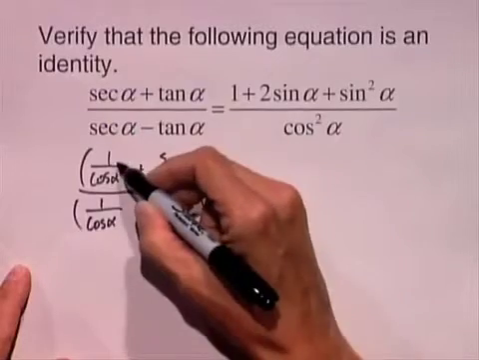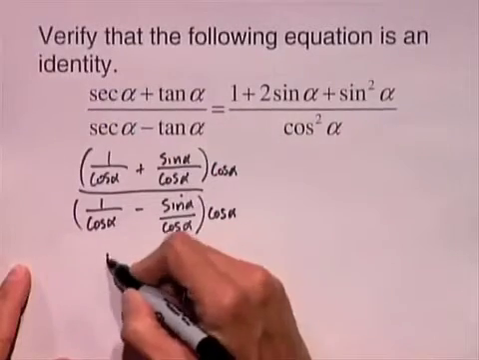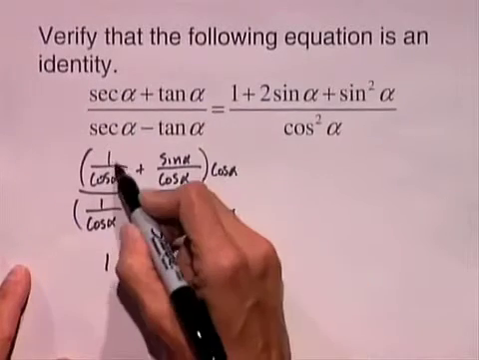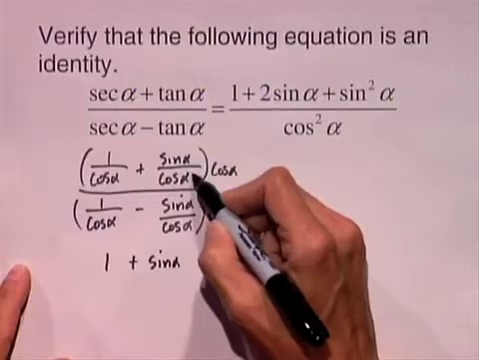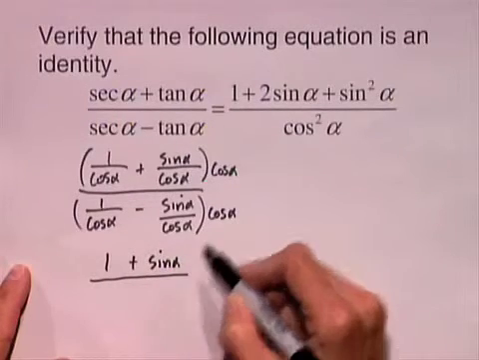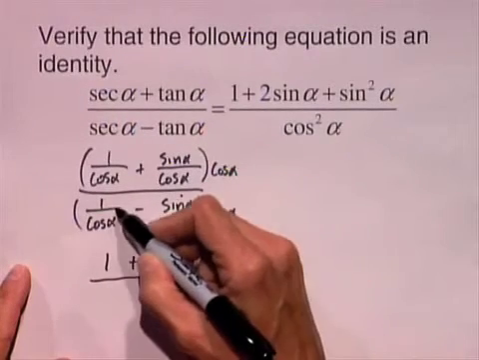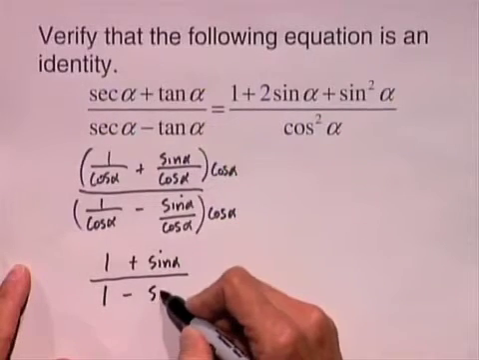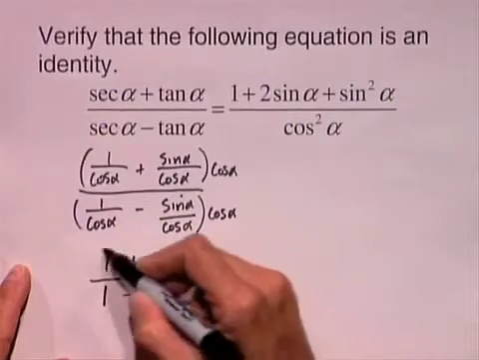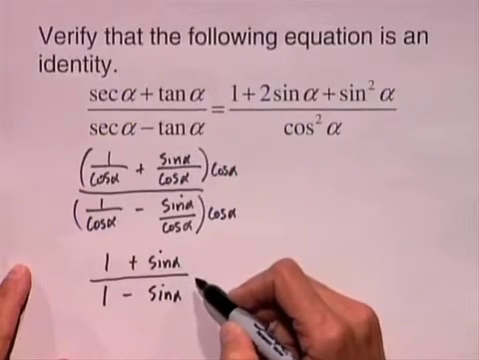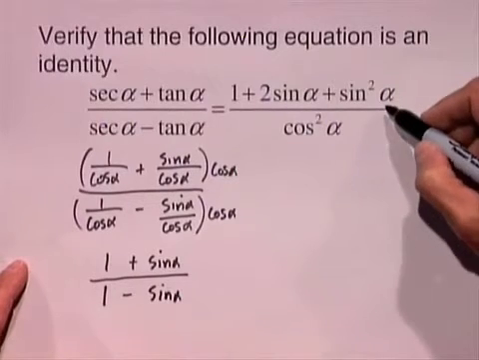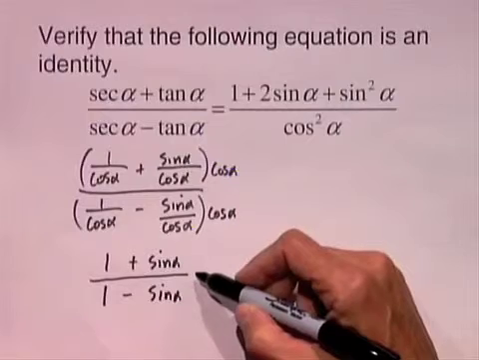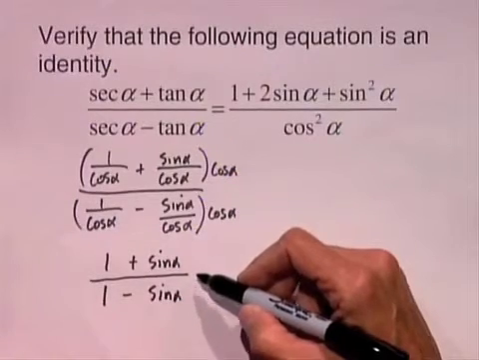So as I distribute that on top, the top becomes 1 plus sine alpha, because the cosine simplifies with this cosine, the cosine simplifies with that cosine. And in a similar fashion underneath, if I distribute, I end up with 1 minus cosine times sine over cosine, which is sine. Now I'm going to stop working on the left-hand side for a moment at that point, and I'm going to move over to the right-hand side and see if I can do some things to it to make it end up looking like 1 plus sine alpha over 1 minus sine alpha.